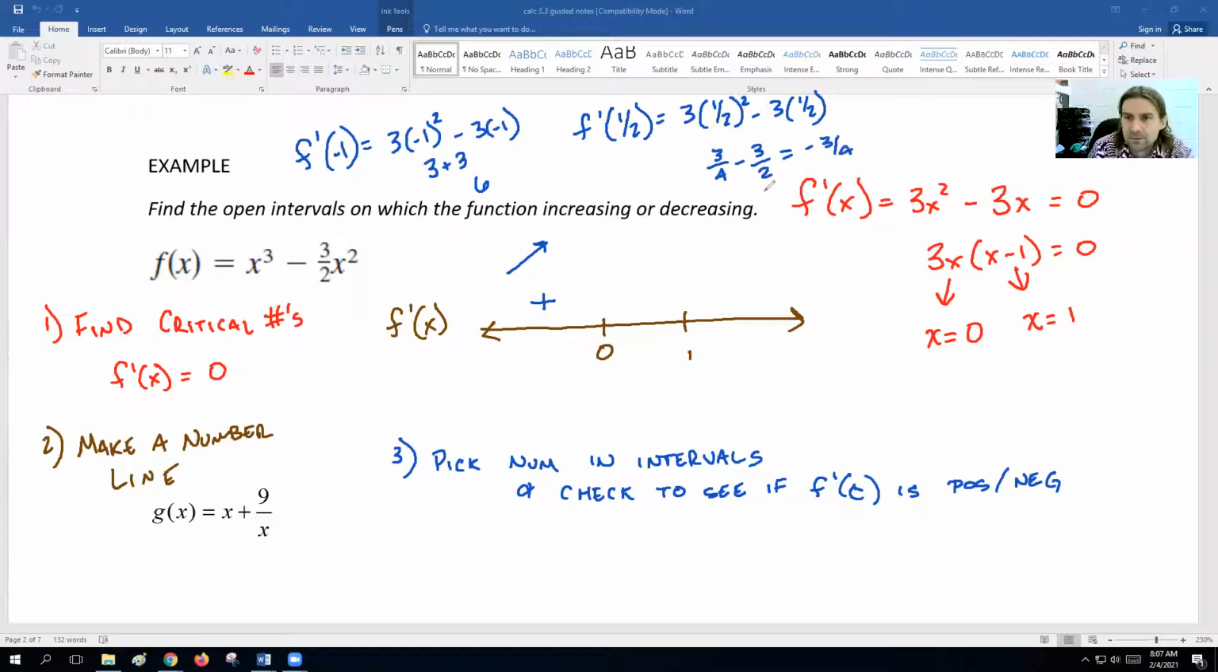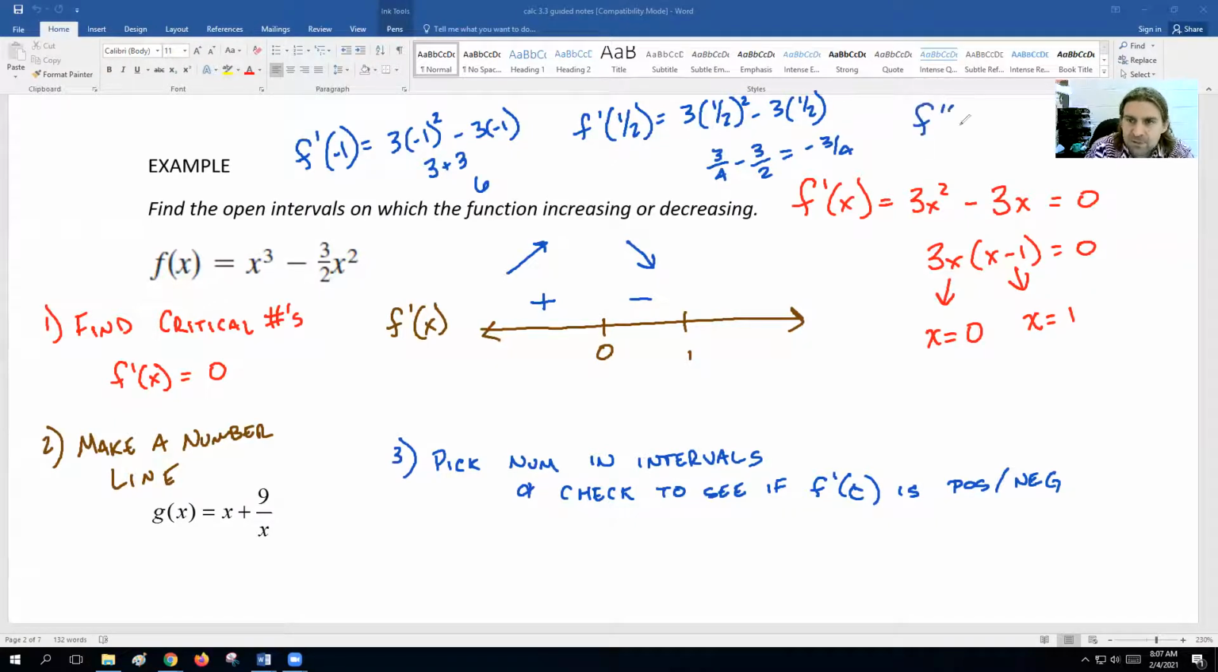It doesn't really matter what the value is other than what is the answer, and that would be a negative number. So that means it's a negative derivative in between 0 and 1. So that means the graph is going down. And then we got to pick another number in this interval. So we'll pick another number between 1 and infinity.